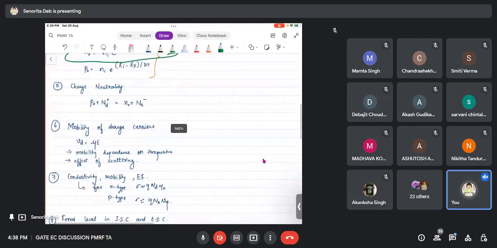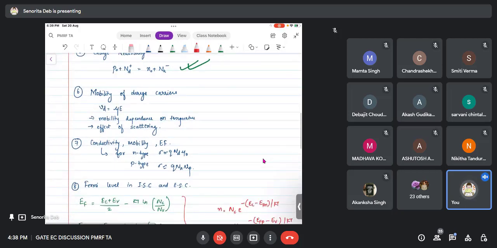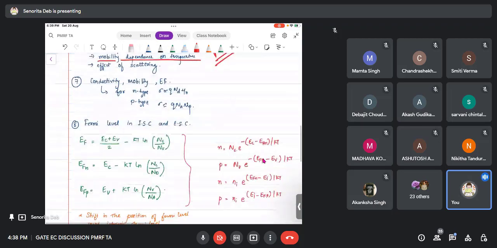Charge neutrality equation, then comes the mobility of charge carriers. This is also important. This is the expression of drift velocity. Mu is mobility. Mobility's dependence on temperature is also important. There was one MSQ question that was asked related to this. Effect of scattering on mobility. Then the conductivity formulas.